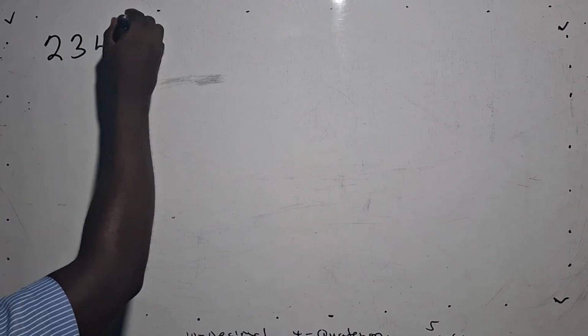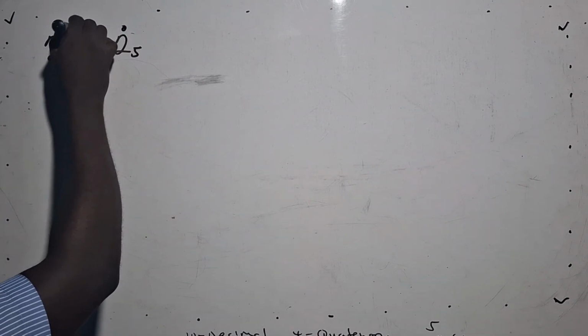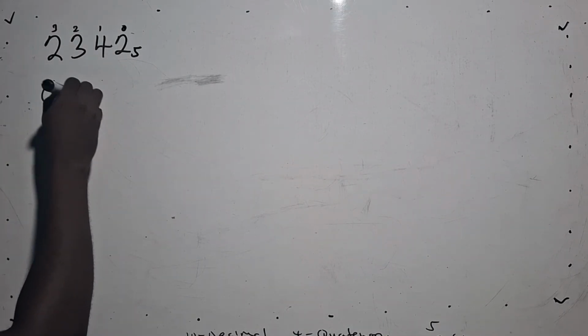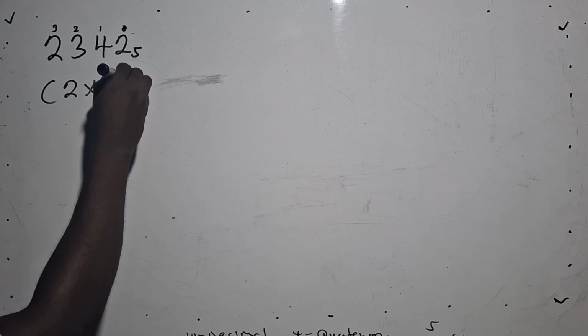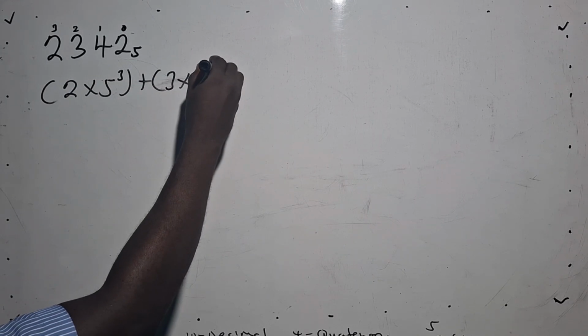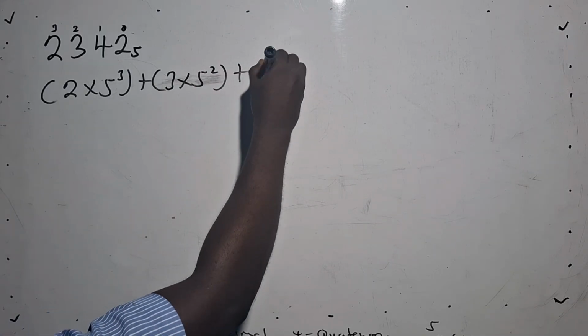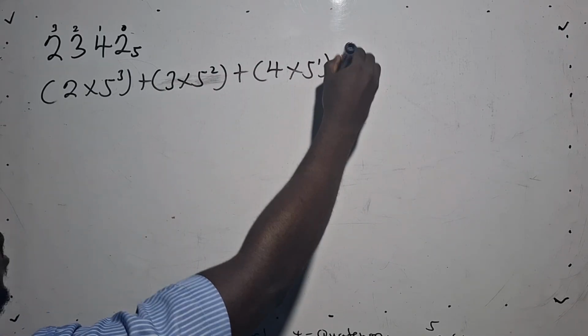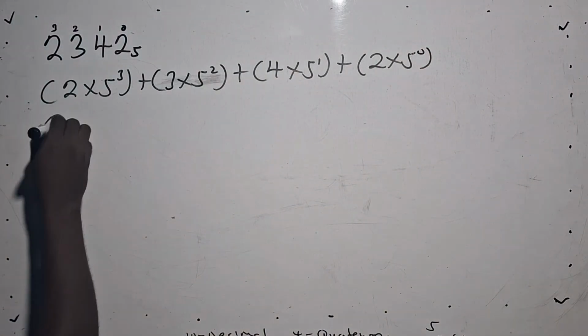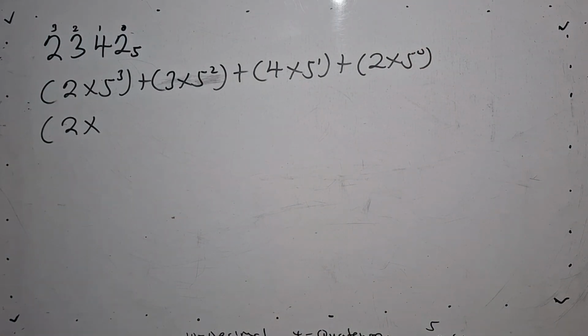So what powers do we have here? 0, 1, 2, 3. Now to solve this, we are going to start from here. 2 times 5 power 3 plus 3 times 5 power 2 plus 4 times 5 power 1 plus 2 times 5 power 0. Now this will give us 2 times, now 5 raised to the power 3 also means 5 times 5 times 5.